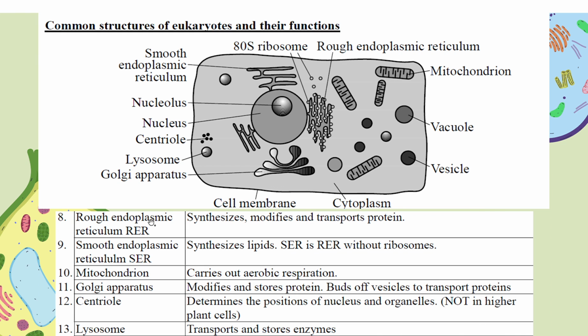Rough endoplasmic reticulum, RER, is for the synthesis, modification and transport of protein. Protein is synthesized by the ribosome, then transported out, and goes through lots of further processing until matured. And smooth endoplasmic reticulum synthesizes lipid. The smooth one, without ribosome, synthesizes lipid. The rough one, with ribosome, makes the protein mature, or synthesizes protein, you can say.